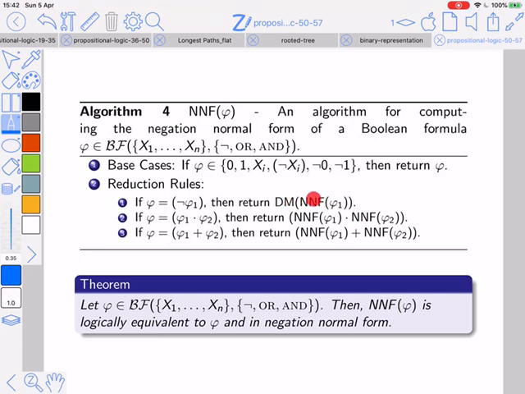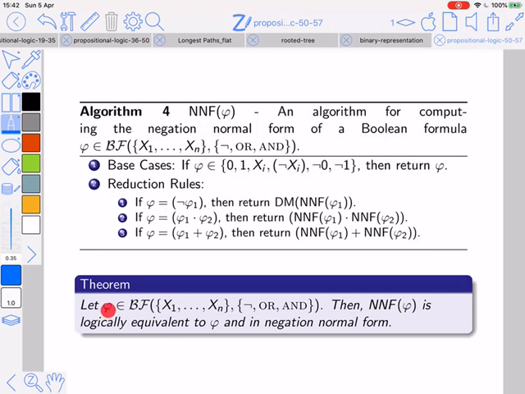But what is it logically equivalent to? Well, the NNF of phi 1 is logically equivalent to phi 1. This is what we would like. And dm of phi 1 is logically equivalent to the negation of phi 1, which is exactly phi. So this is why we do this strange application of De Morgan dual over here.